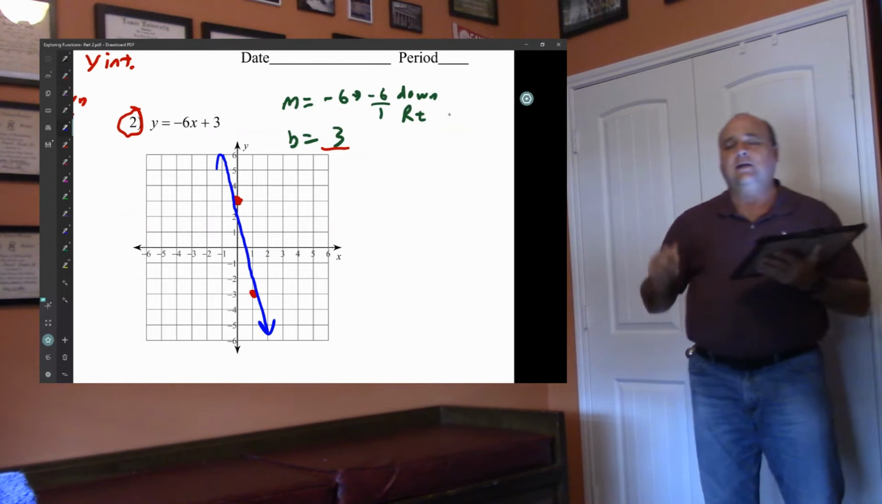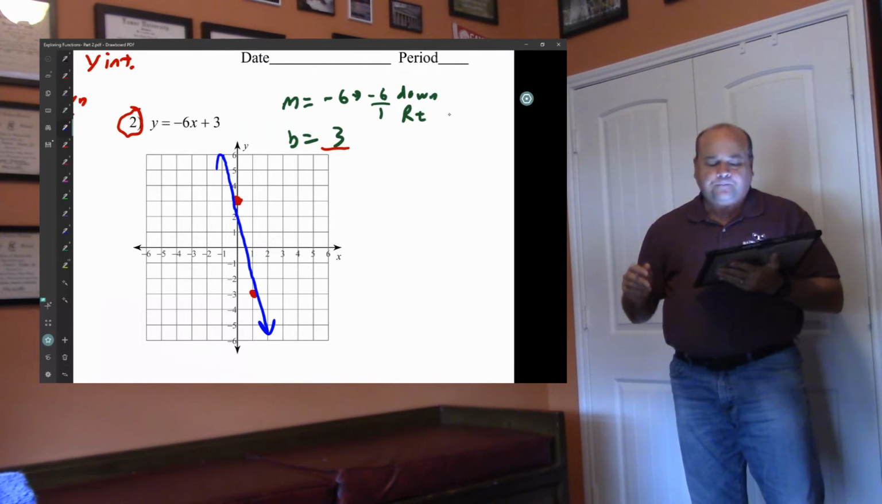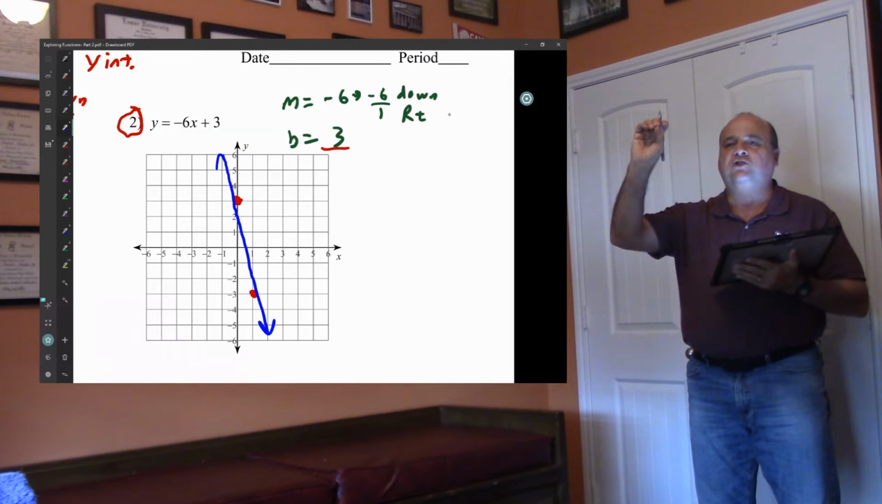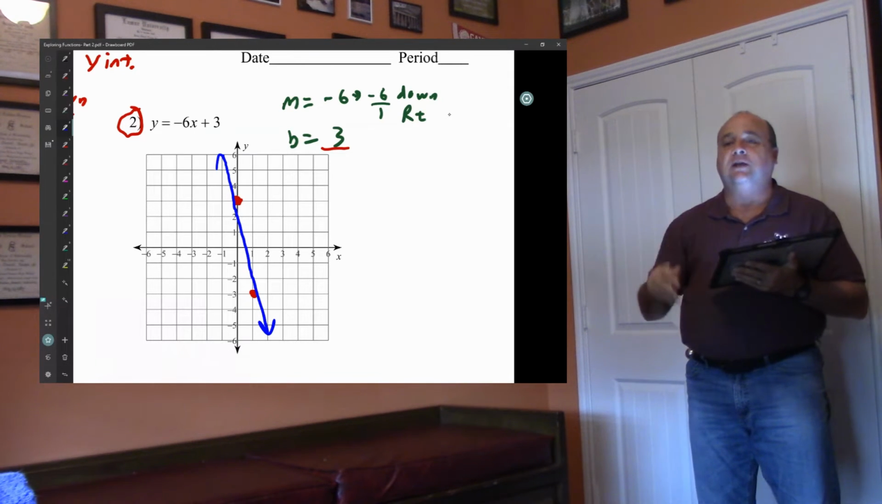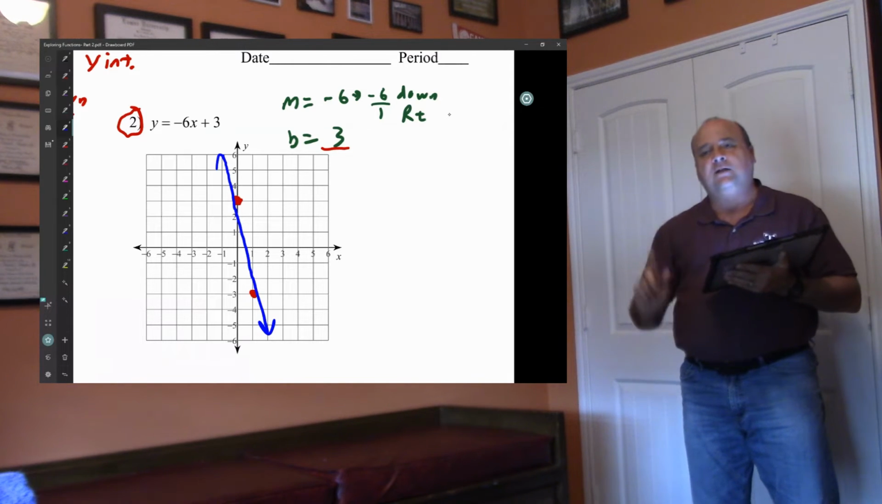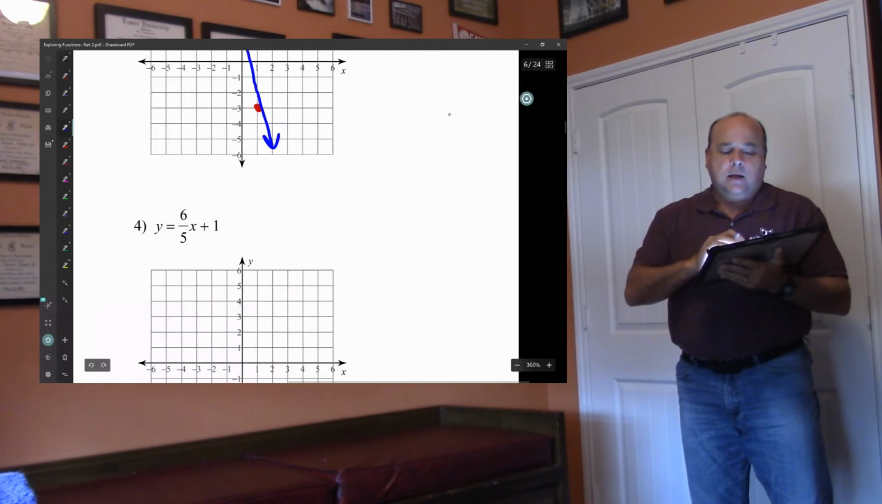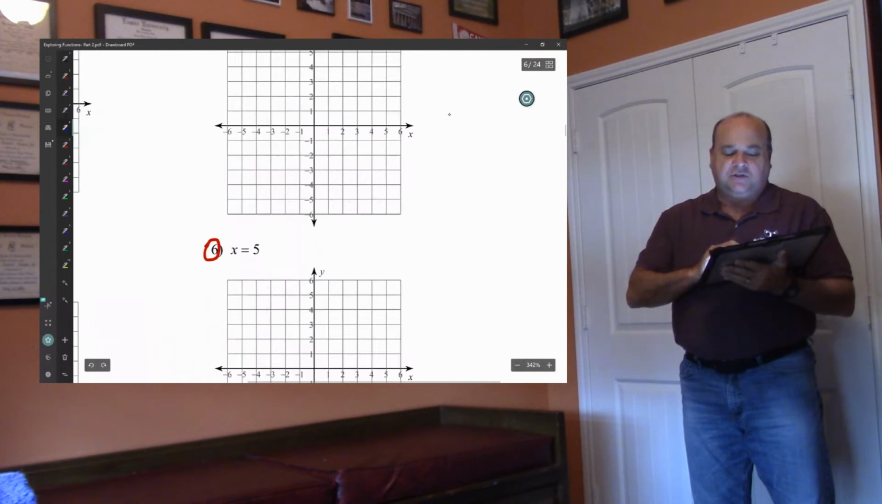Piece of cake. Not that difficult, is it? Very simple. So start with the starting number and then do what the slope says. Make the slope a fraction. A negative slope means down, a positive slope means up. And then let's do number 6.